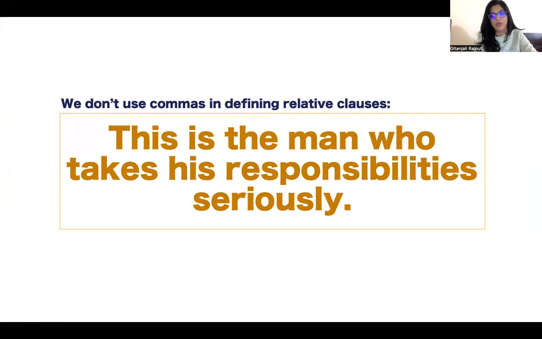So I really hope that you are clear with the difference between defining and non-defining relative clauses.